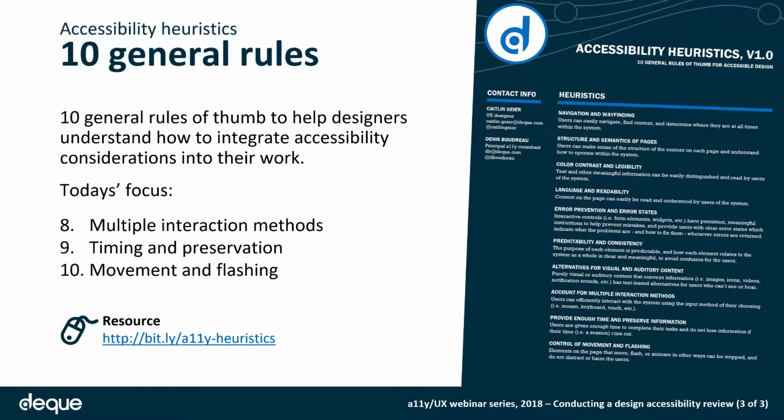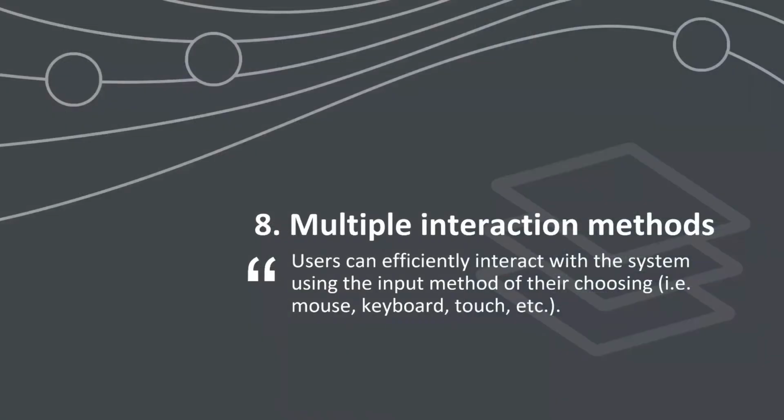So this is a reminder of the heuristics that we've been working with so far. We've shown you 7 in the last two sessions. We are going with the last 3 today, which are number 8, 9, and 10. So multiple interaction methods, timing and preservation, and then movement and flashing are the ones we're going to be covering. And I'm going to pass it over to Aparna to talk about the first one, multiple interaction methods.